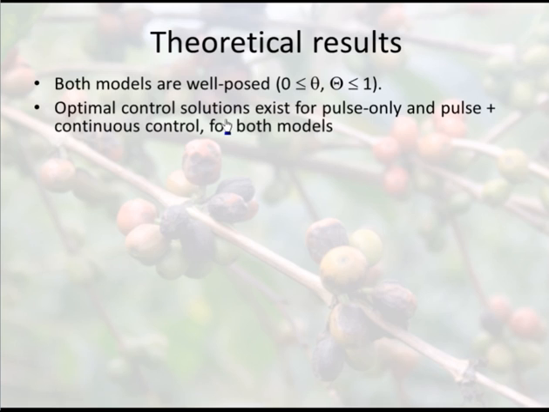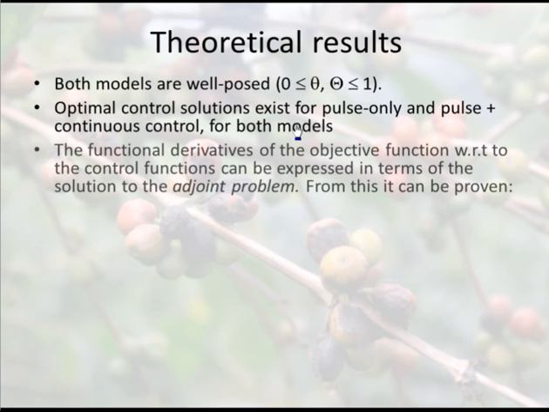Optimal control solutions do exist, both for pulse only and for pulse plus continuous control for both models. So there are existence results for all these cases. There's an expression of the functional derivatives of the objective functions with respect to the control functions, and the expression is in terms of the solution of the adjoint problem. Using this expression, we can prove a number of things.